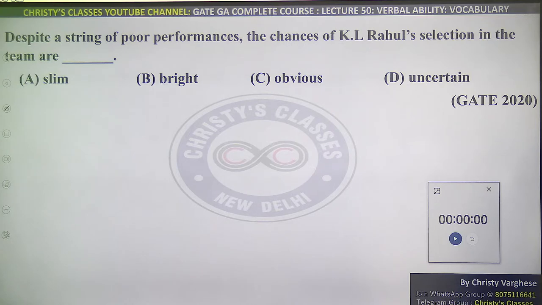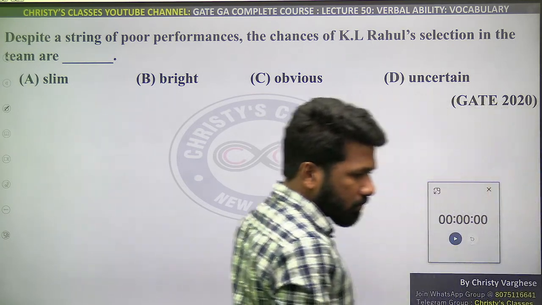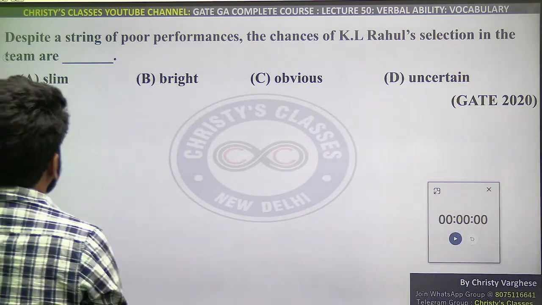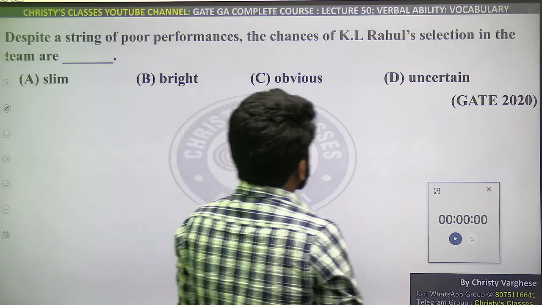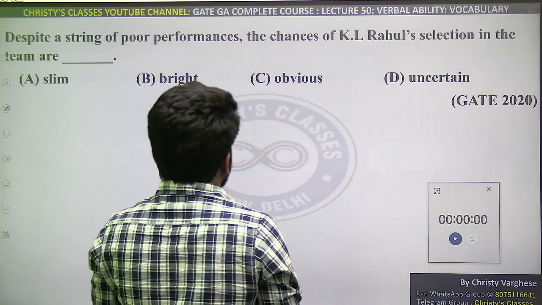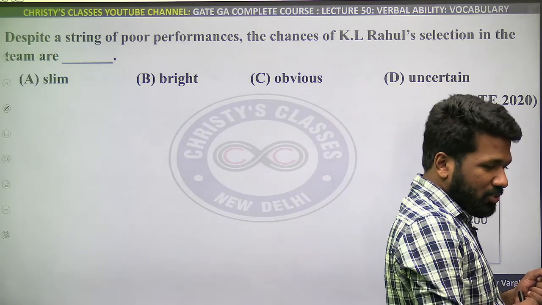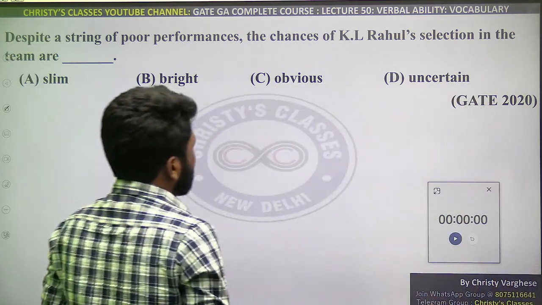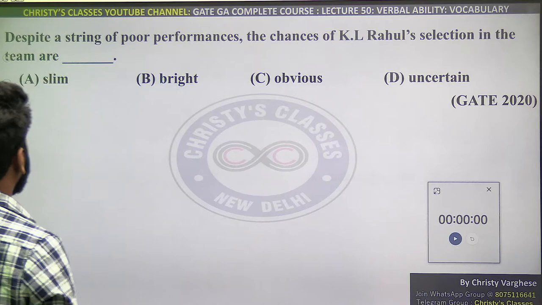Okay, let me see. Very good, Preeti. Elimination you have done for the previous question, na? So, I will explain. All of you listen. B and D option, most of you got it. So, despite the string of poor performance, the chances of KL Rahul's selection in the team are dash. Okay, so for cricket fans, this is a more relatable question, I guess.